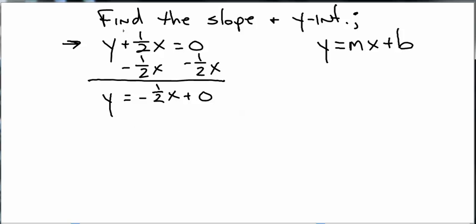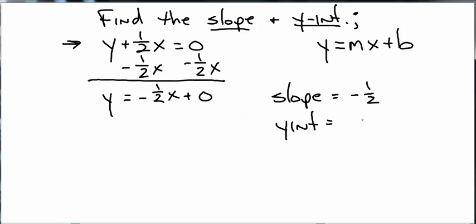All right. They're asking for the slope and the y-intercept. So the slope is equal to what? Negative 1/2. And what's your y-intercept? It's 0. So what you got to do now is transform the equation that's given into y equals mx plus b form. And then you just have to identify the slope and the y-intercept.